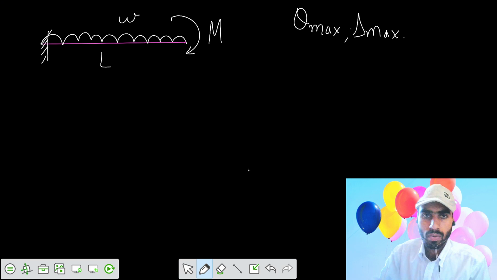So for the theta max, we have already applied a moment. This was given. So for the delta max, you need to apply a pseudo load of P. This is your P pseudo to get the delta max.